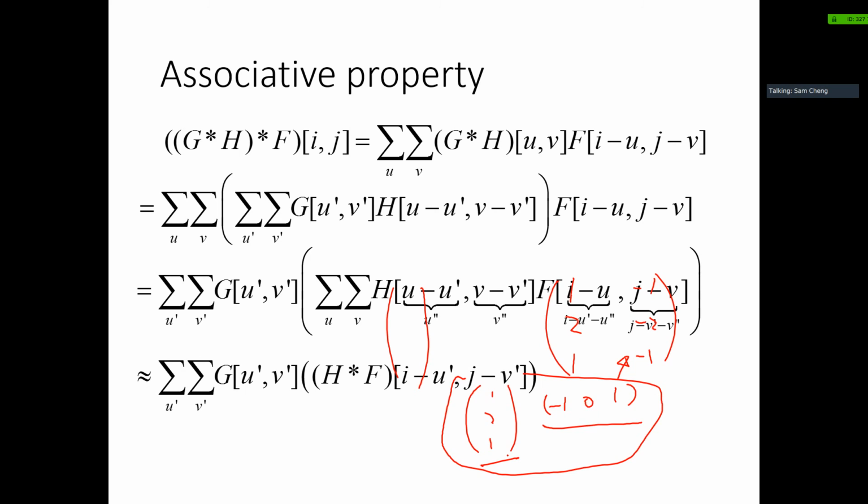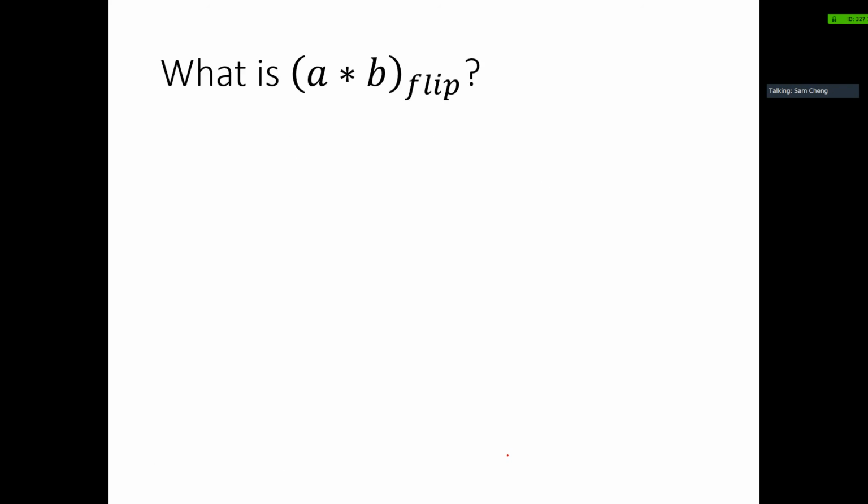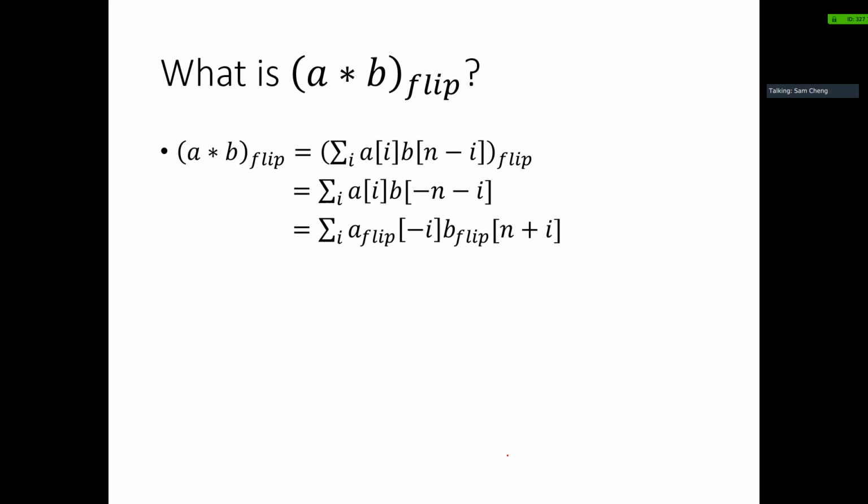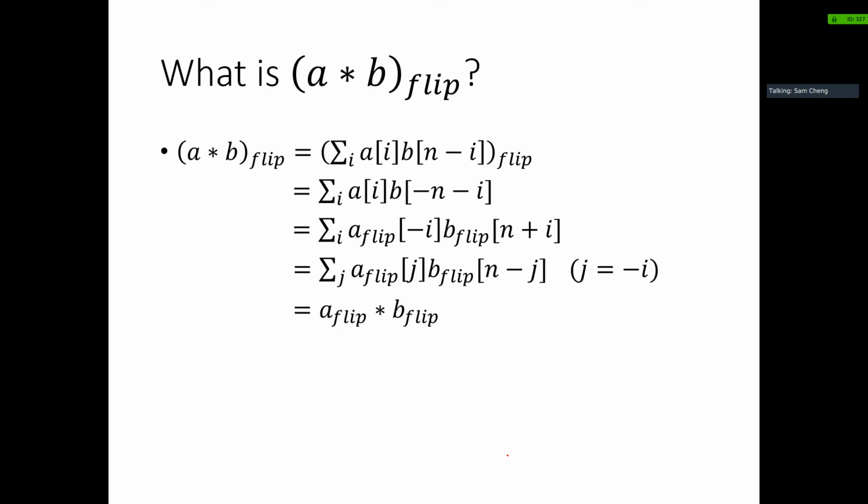But if you ignore the boundary condition, just look at the center of the image, then you have the associative property. Again, correlation does not satisfy that in general. I will jump through that because I use it in the next slide, but you can easily verify that if I have A convolve with B and I flip the order, it will be equal to A flip convolve with B flip.